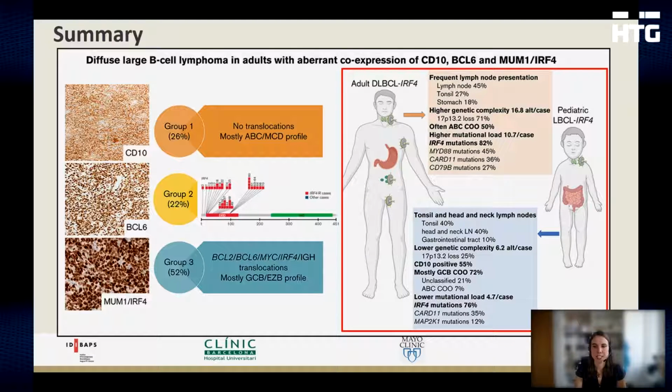Compared to children, genetically, LBCL IRF4 in adults seem to be the same disease but have a higher genomic complexity and are more often of ABC type. IRF4 rearrangement can also be detected together with a BCL2 rearrangement, but most probably this is representing a different phenomenon. And to state something very important here is that DLBCL with aberrant expression are not necessarily of GCB type in gene expression profiling, and it might have been suggested by the Hans algorithm.